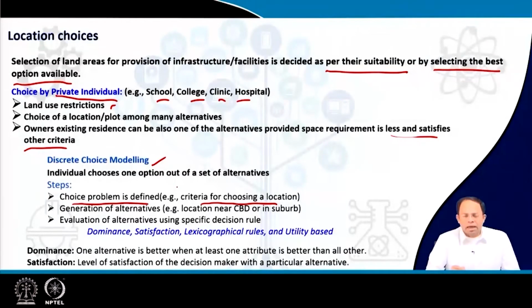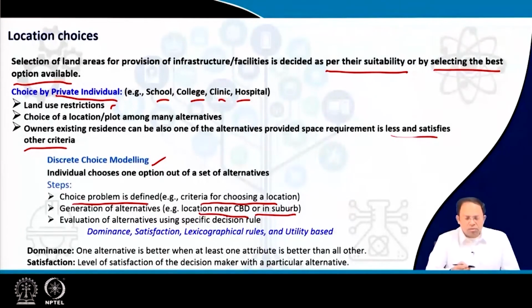generation of alternatives. The alternative that a person generates is based on his knowledge, first of all. That means if he doesn't know of an alternative, then he will not generate that. Plus, he may also use some criteria to generate the alternative. For example, the locations near CBD he will consider, or locations in the suburb he may not consider. Or there may be several criteria which can limit the size of the alternatives which are available, right? So that means he can take some decisions on what sort of alternatives he will consider. So that's the second criteria.